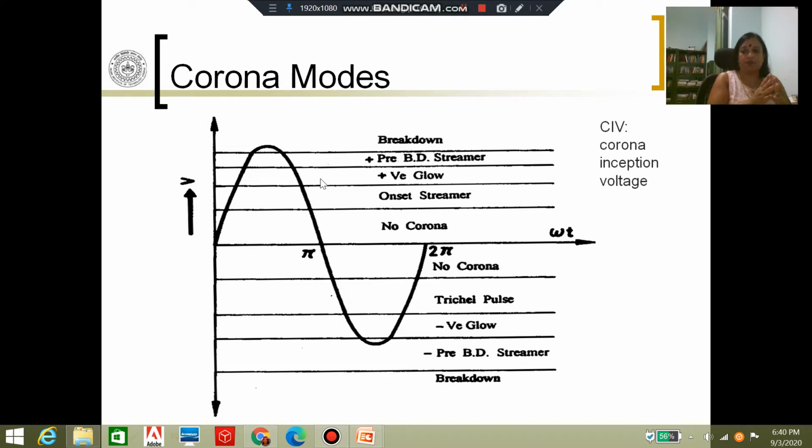And this is what you have most likely seen. If any of you have seen corona happening on the surface of a transmission line, you would have seen the conductor, and around the conductor a stable bluish white glow. That is the positive glow. Now, if you increase the voltage further, again there is the stable glow, and emanating from that stable glow, you will see some transient discharges.